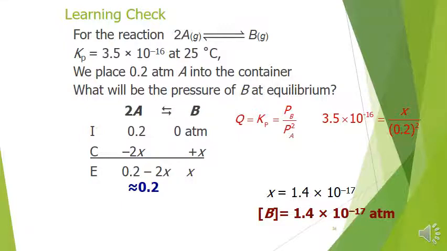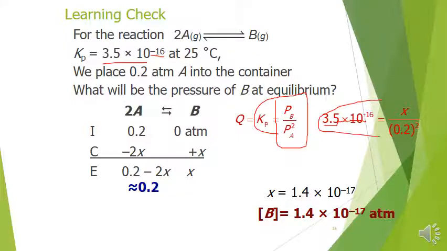All right, so let's take a look at another one. So we have a 10 to the minus 16th, which is a really small number. We place 0.2 atmosphere into a container. What would be the pressure at equilibrium? We know the equilibrium constant is 3.5 times 10 to the 16th right here. Here's our equilibrium expression.